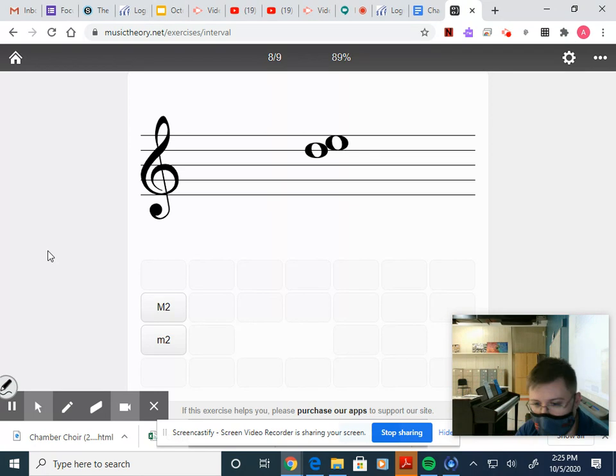I agree. What interval would that be? Oh, it's a second. Which type of second? Is it a minor? It is not a minor second, because a minor second is one half step apart. So it is a major second. You are correct. Sounds a little bit better.